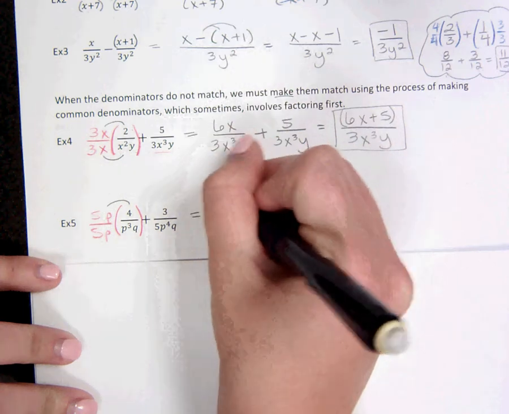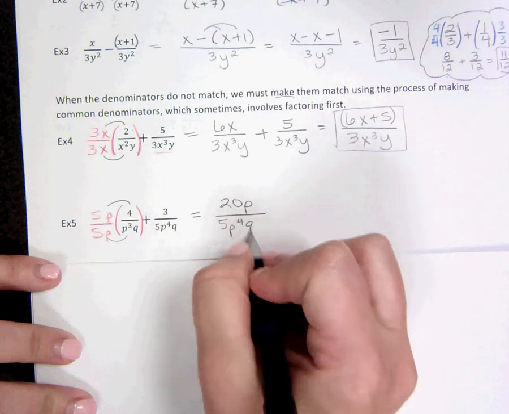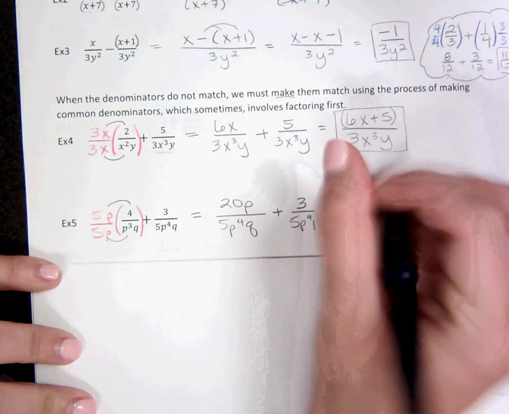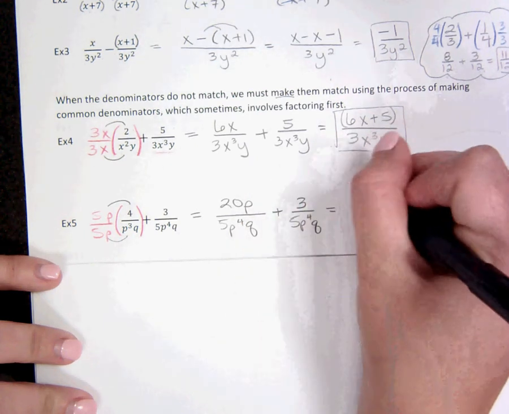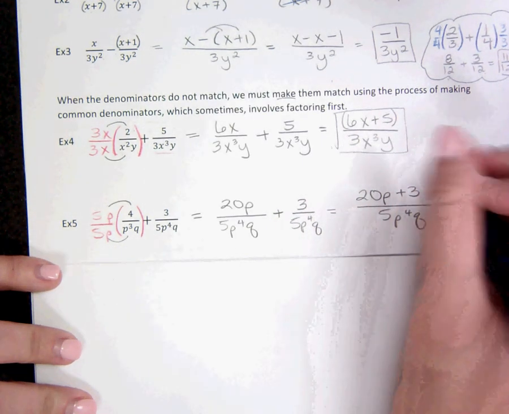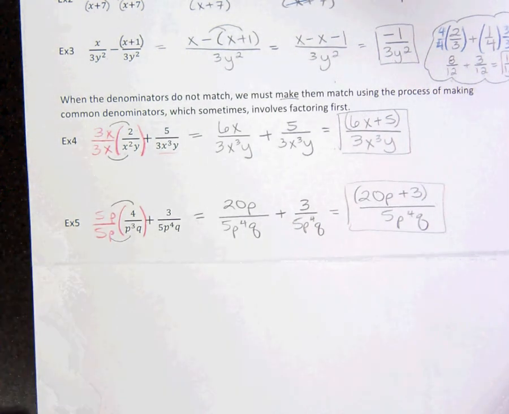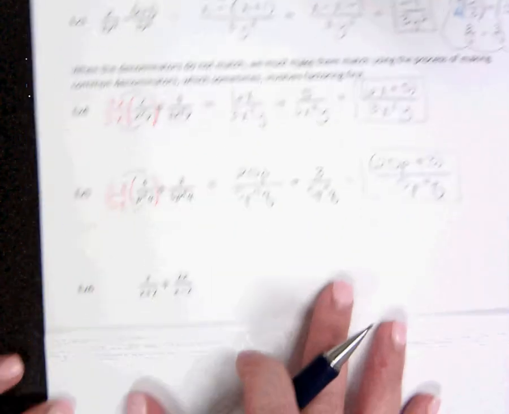So 5p times 4 is 20p. Multiplying these together, we should get 5p to the fourth q plus 3 over the same denominator, which should be a q. So that's going to give us 20p plus 3 for the top over 5p to the fourth q. And you can put parentheses around that because it becomes its own binomial. So our answers again are going to look a little funny. We will solve these eventually and it makes it easier to see, but right now your answers are just kind of expressions.